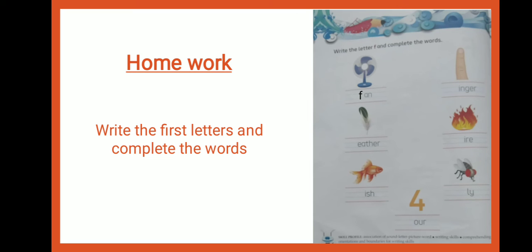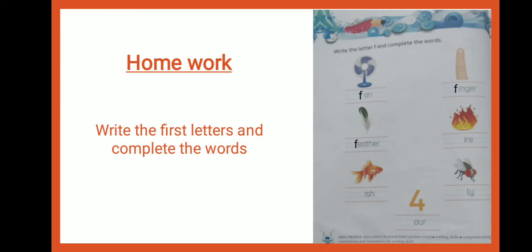Now come to second. Kids, tell me what is this? Yes, this is finger. So finger starts from which letter? Yes, finger starts from letter F. So we will write small letter F like this. Now come to third. Kids, can you tell me what picture is this? Yes, this is feather. And feather starts from letter F. So we will write small letter F.